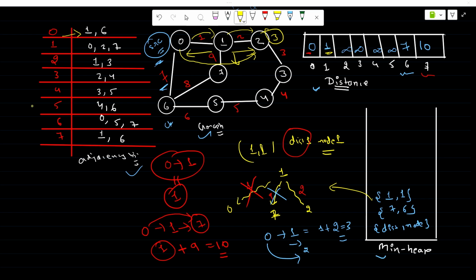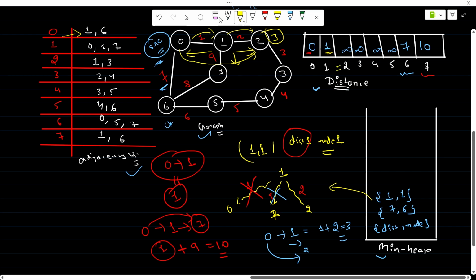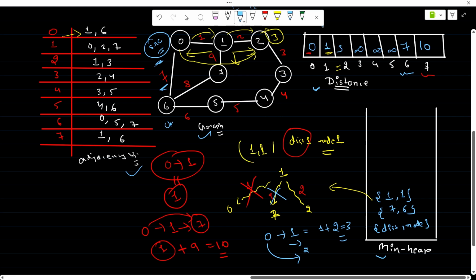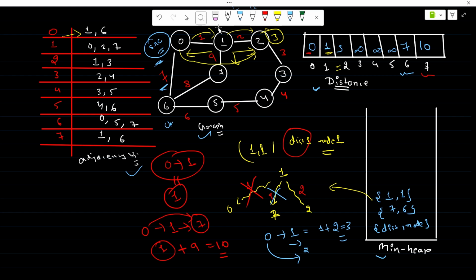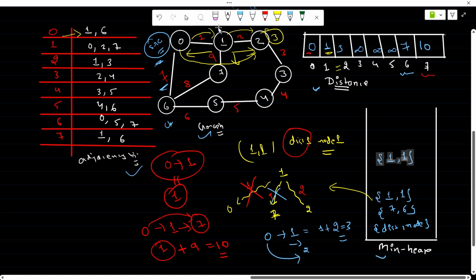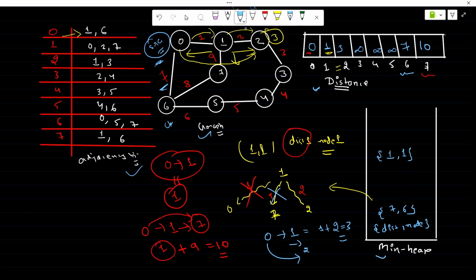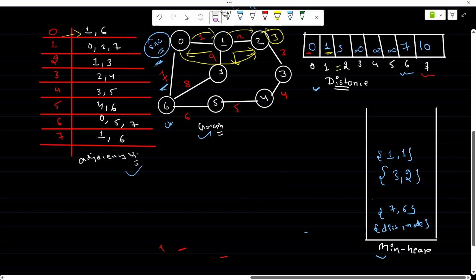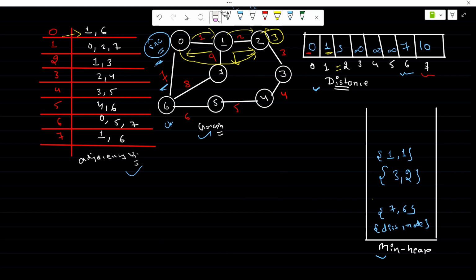Right. But the current distance of 2 is infinity. So we are going to update it with 3. Right. And we will put it into the priority queue with a distance of 3. The node is 2. Okay. So we are done with this. Now, which are we going to consider next? Yes, 1. I think we are done with the 1, right? Yes, we are done with the 1.